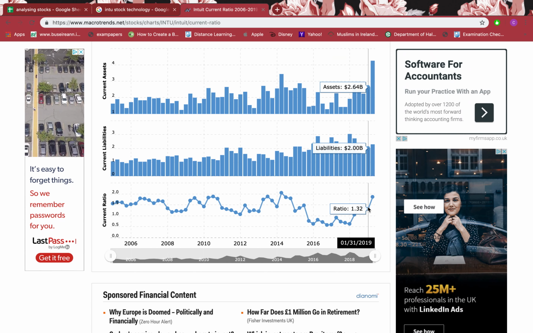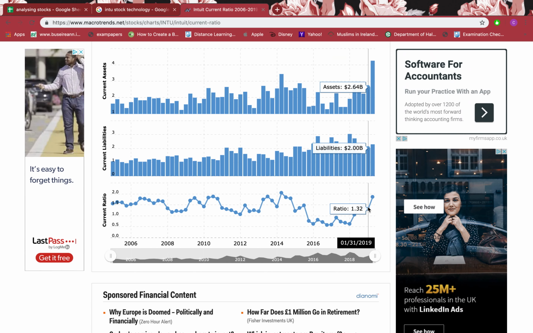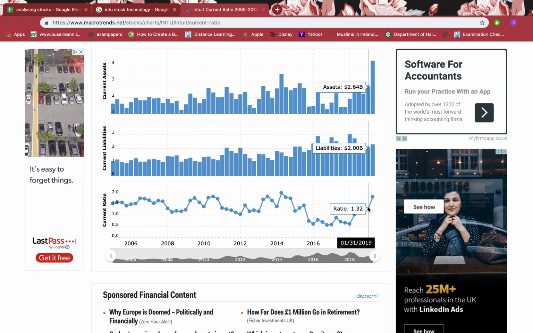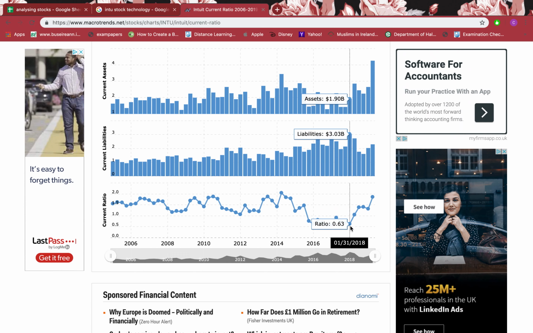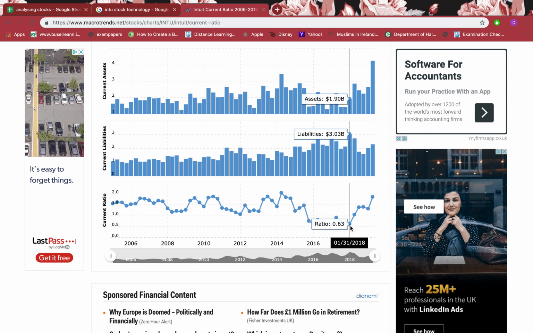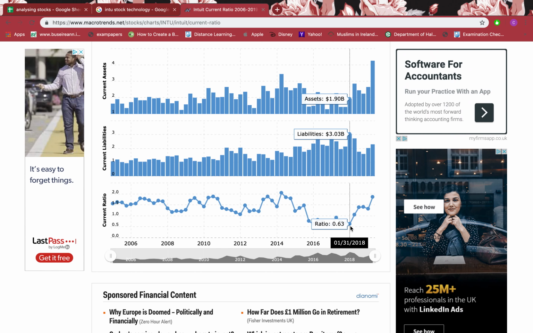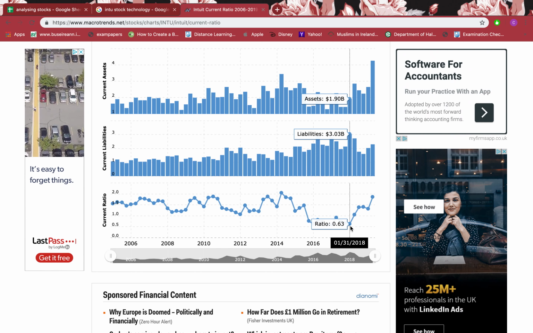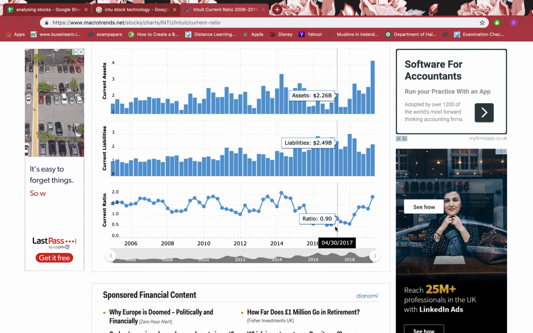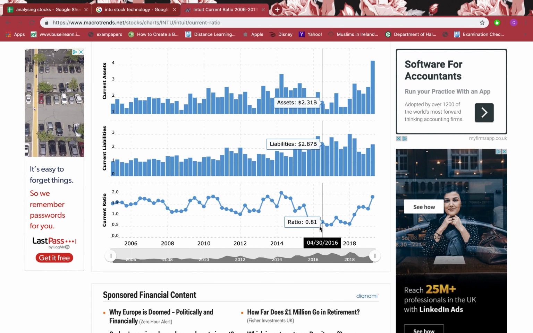That's really good. Then that's 1.32. It's still good, but 1.5 is a very good margin of safety. It's still good because it says that the assets are more than the liabilities. But here it's dangerous, because if you look here, if it's below 1, that means it's very risky, because the liabilities are a lot more than the assets in 2018 January. And anything that's below 1 is very risky.